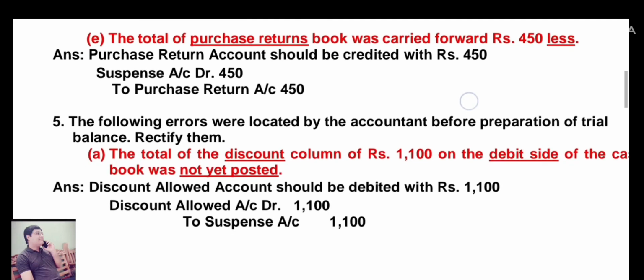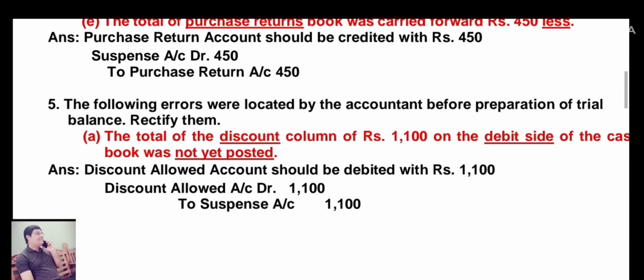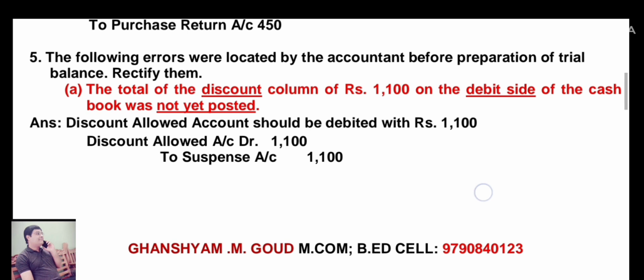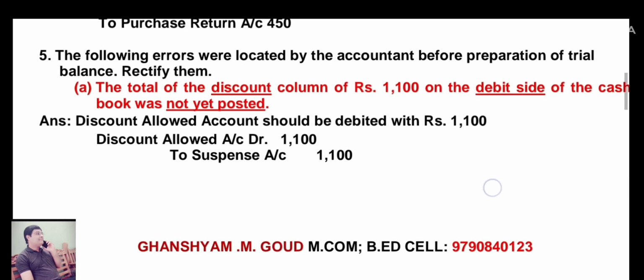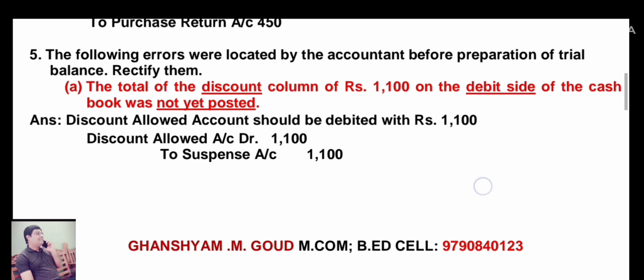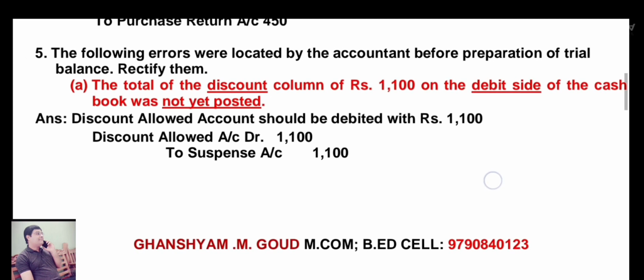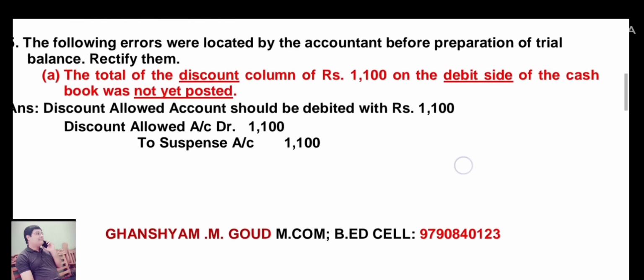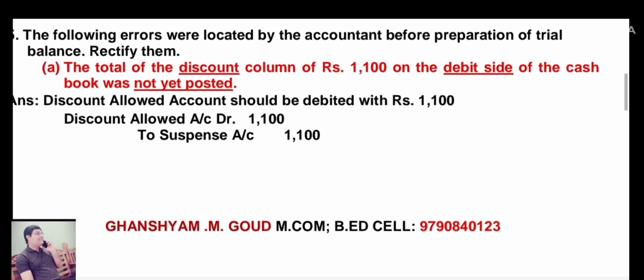Move on to fifth question. The following errors were located by the accountant before preparation of trial balance. Rectify them. So the first question. The total of the discount column of rupees 1100 on the debit side of the cash book was not yet posted. Simple. Not yet posted means original entry. Still it has been not posted. Forgot to write. So we have to write the answer.